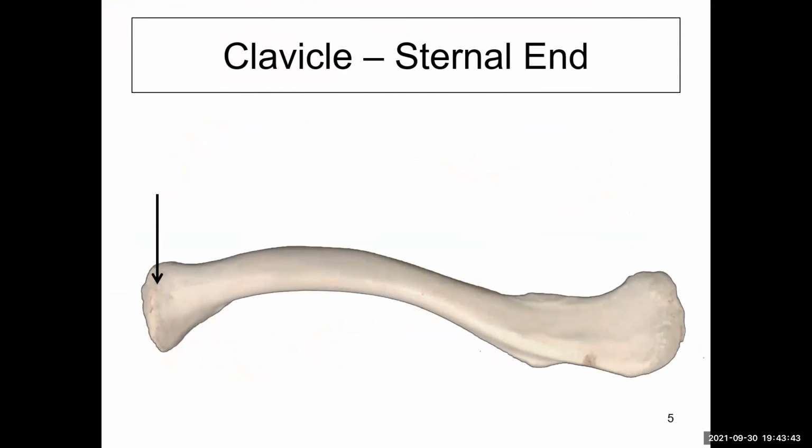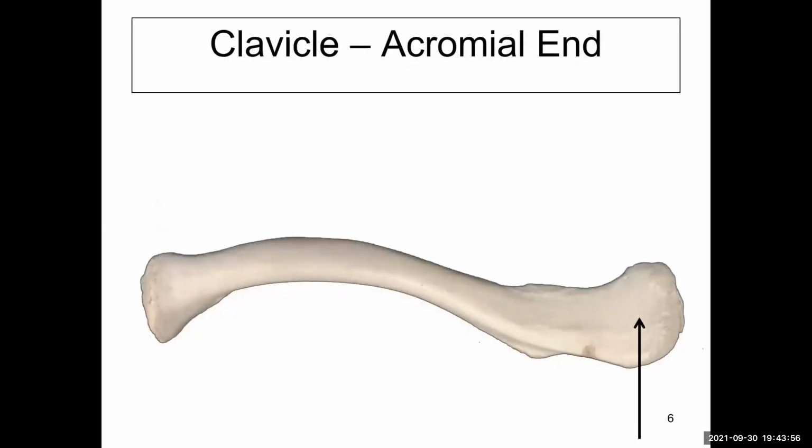That is going to be referred to as the sternal end. Easy way to remember that is that end looks like it's more pyramidal or triangular. Whereas the other end that articulates with the acromial process or the acromion, we call that the acromial end. And that end is going to be more flat, broad, like a spoon.